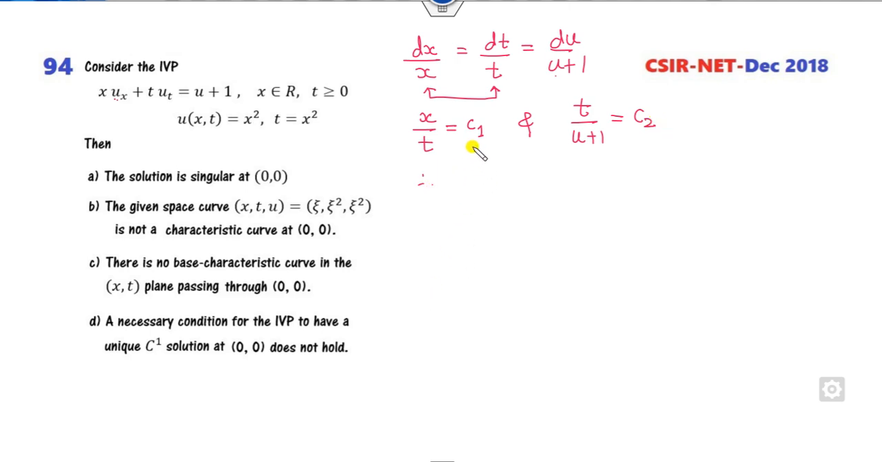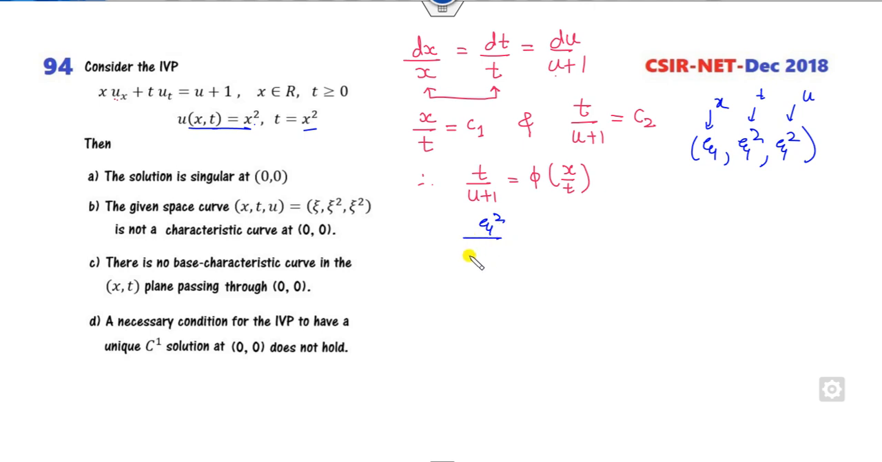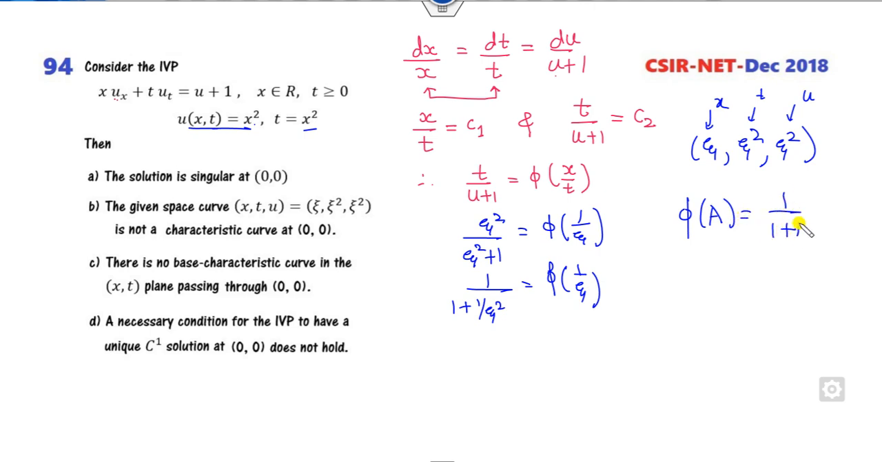These are the two simple solutions given to you. So what is the meaning of that? I can write one solution in terms of the others. I can write this as phi of x comma t. Clear? Now we can see about this point. If I consider x is my xi, t is my xi square, and u is my xi square, so if I substitute here, this is my x, this is my t, and this is my u. So it is my xi square over xi square plus 1. This is my x over t, so it is 1 over xi. So I can write this number as 1 over xi square is phi of 1 over xi. So what is my solution? Phi of a is 1 over a.